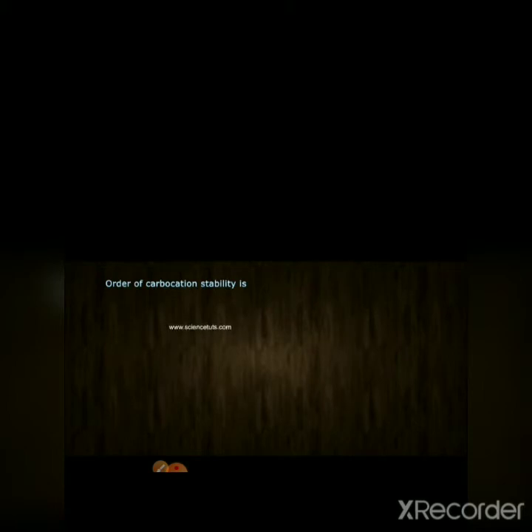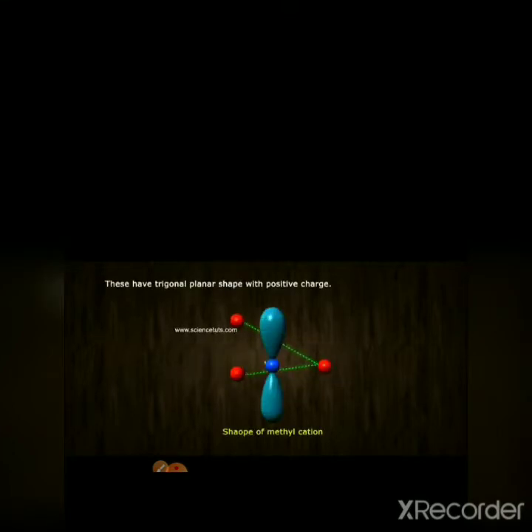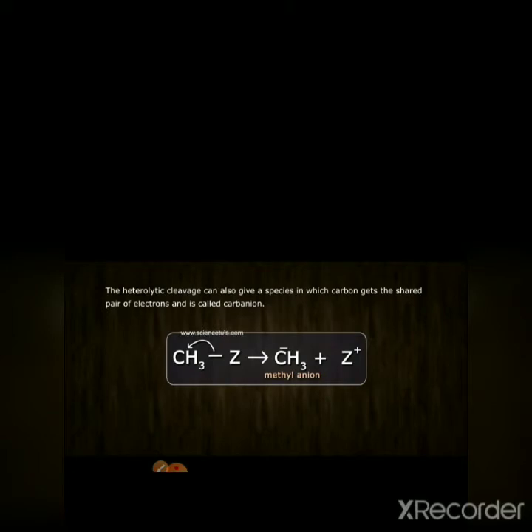Order of carbocation stability is as shown. These have trigonal planar shape with positive charge. The heterolytic cleavage can also give a species in which carbon gets the shared pair of electrons and is called a carbanion. Example, when group Z attached to the carbon leaves without the electron pair, the methyl anion is formed.